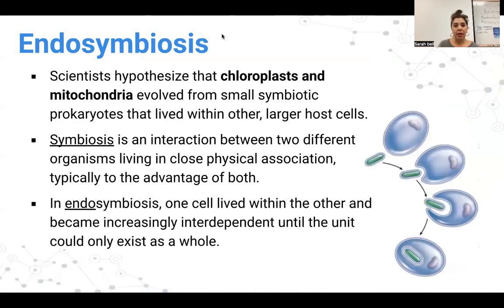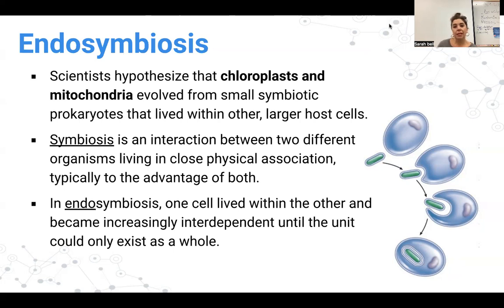Okay, endosymbiosis is another step in the evolution of eukaryotic cells. The two organelles that we think for sure evolved via endosymbiosis are chloroplasts and mitochondria. What we think is they actually used to be smaller prokaryotic cells that evolved to live within their host cells, and then they formed a symbiotic relationship. Before we go any farther, we should define this word symbiosis.